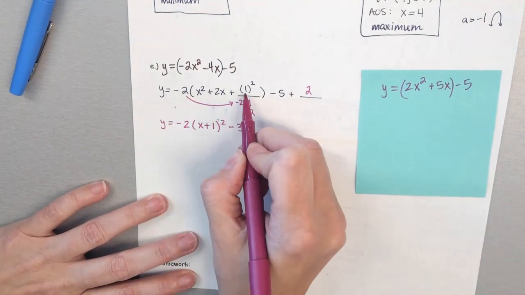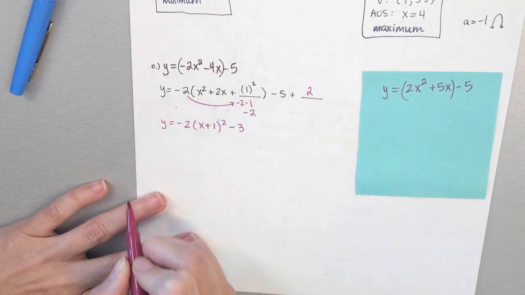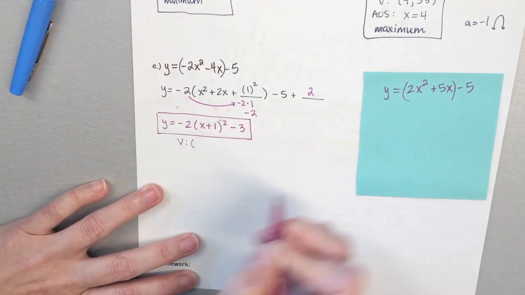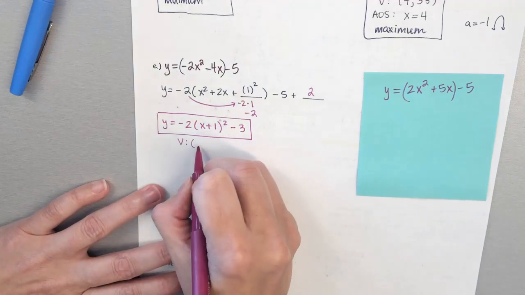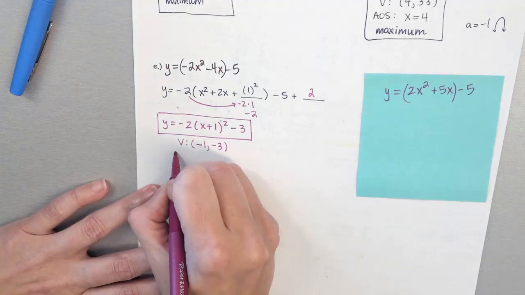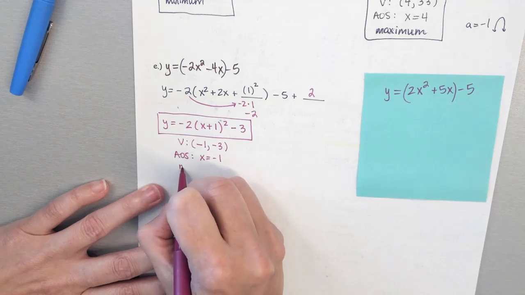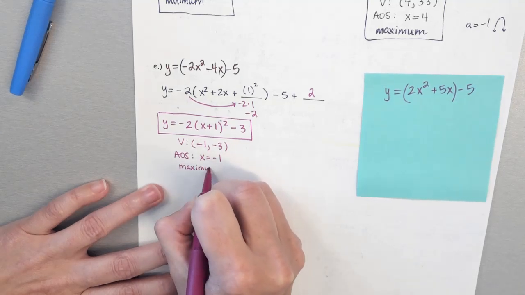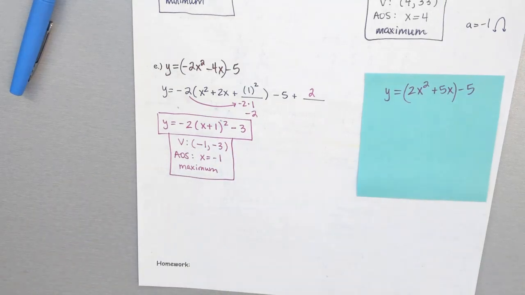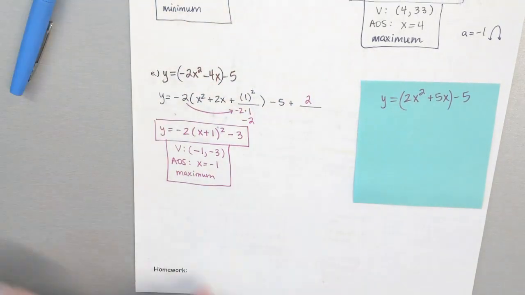Okay, so your A value drops down. Your B over 2 value is here. Negative 5 plus 2 is negative 3. And then your vertex is always the opposite of the inside. And then you have your K value. Axis of symmetry, x equals negative 1. And this is going to be a maximum because your A value is negative. Okay, so the work that you have to show for these is this step. You're completing the square.